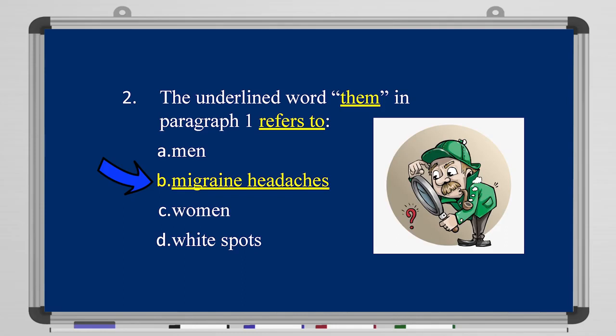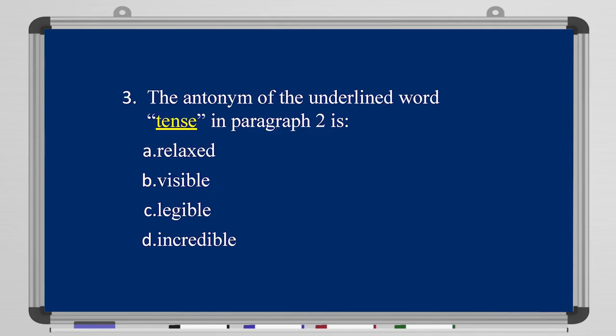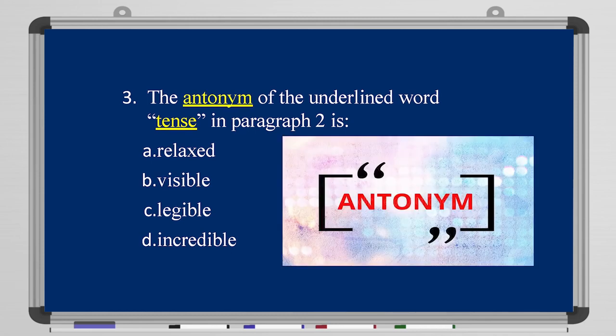Let's look at question number 3. The antonym of the underlined word "tense" in paragraph 2 is... So the key word here is antonym, and we said antonym means the opposite. So they want the opposite of the word tense. When someone is very anxious and tense, what is the opposite of tense? It is relaxed. Very good, excellent.